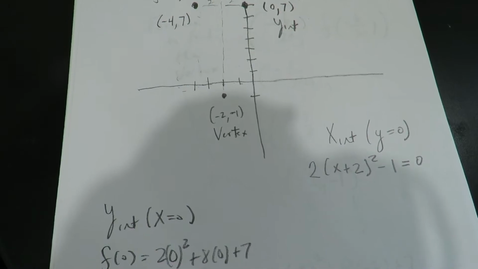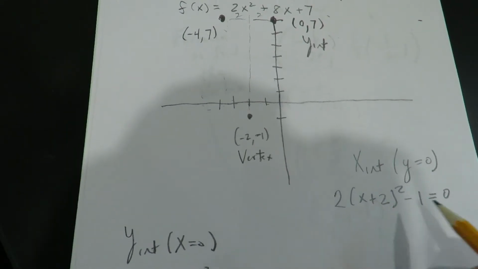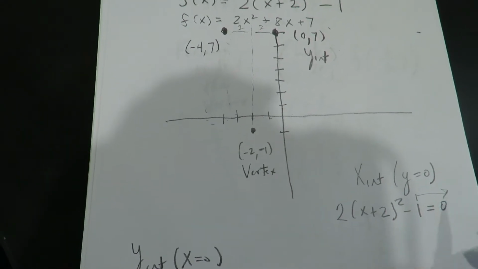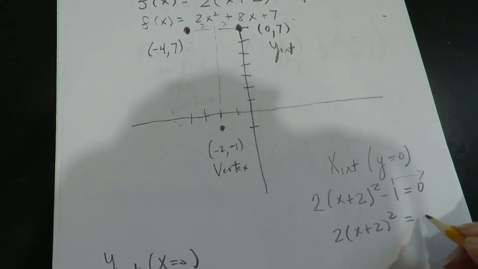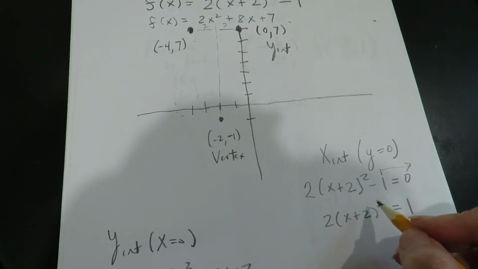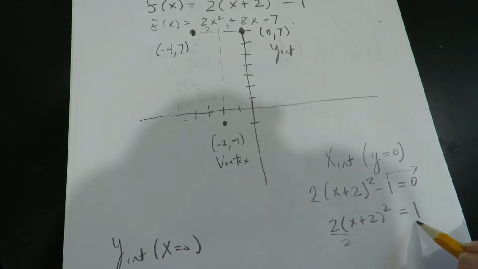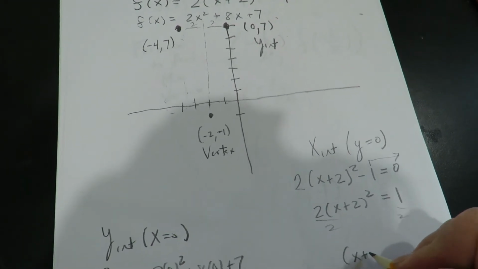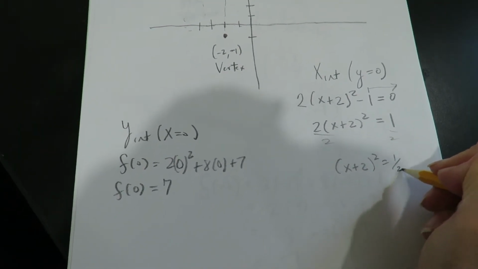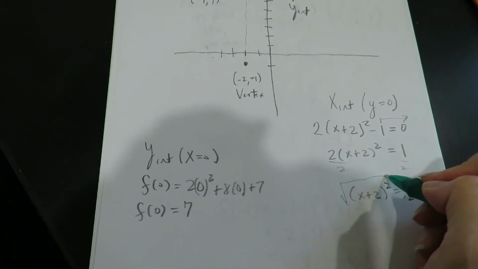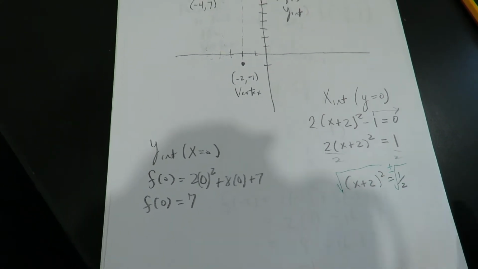This is called the square root method because I have something squared equal to a constant. So I'm going to move the 1 to the other side. When you solve by the square root method, you first want to isolate the squared binomial here. I'm going to divide off the 2. Now I'm going to take the square root, and when I take the square root, I have to make sure that I put plus or minus.